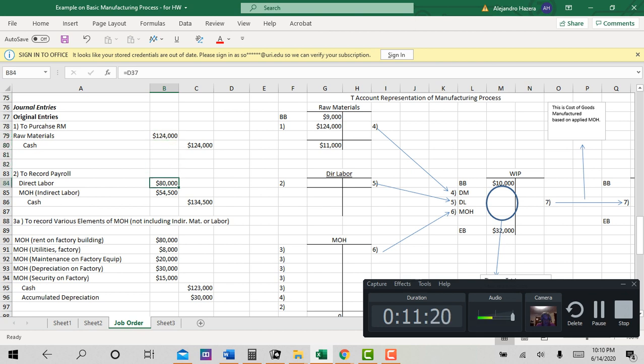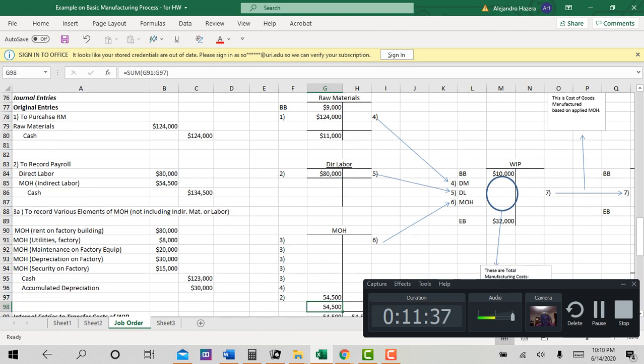Then let's go ahead and we paid payroll. The direct labor payroll was 80,000. And notice this is entry number 2. Notice the manufacturing overhead. I'm going to put it right at the very bottom here. But part of manufacturing overhead is indirect labor. So that's right there. Indirect labor is your manufacturing overhead. Okay, and then finally, that takes care of that entry.